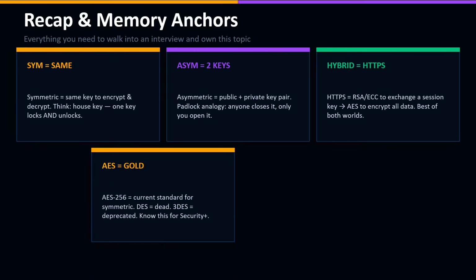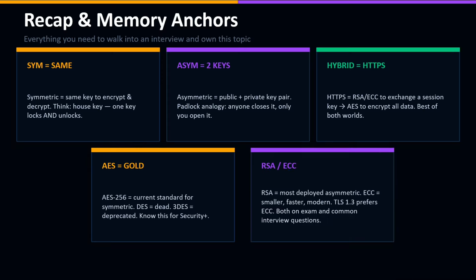For symmetric encryption algorithms, remember that AES is now the gold standard. For asymmetric encryption algorithms, RSA is most deployed, and ECC is the modern future, with TLS 1.3 strongly preferring ECC. Now, to reiterate the most important part again, symmetric encryption uses one shared key and it's fast, ideal for encrypting bulk data, whereas asymmetric uses a public-private key pair and is slower but solves the key distribution problem. It's used for key exchange, authentication, and digital signatures. In practice, systems like HTTPS combine both, asymmetric for the handshake and symmetric for the session.